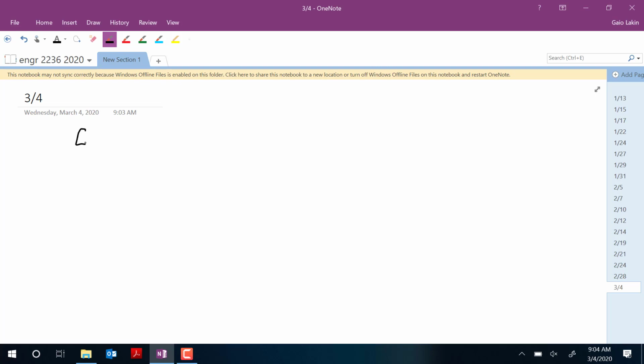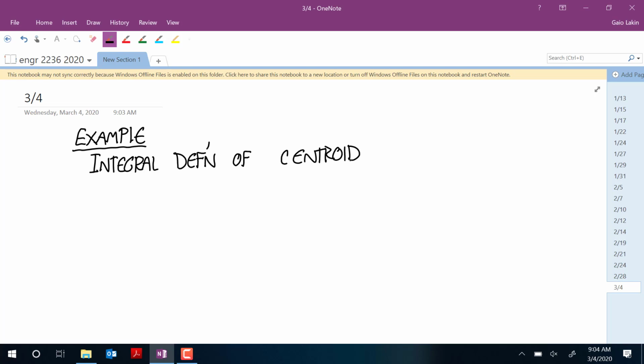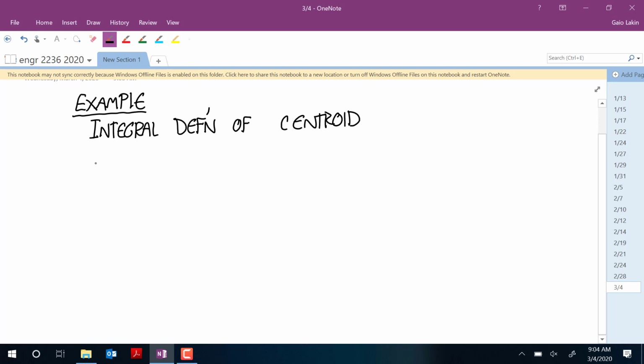Okay, so let me do an example. This is the integral definition of the centroid. And so I gave you the formula for a right triangle.